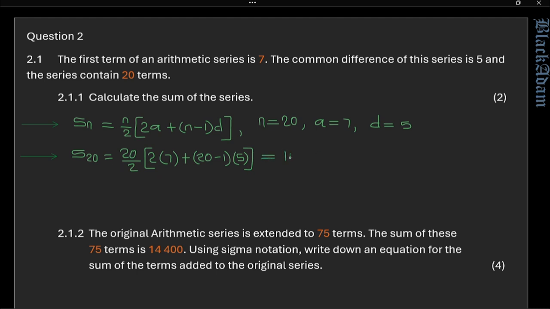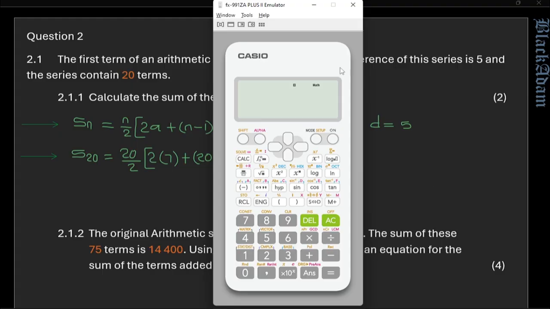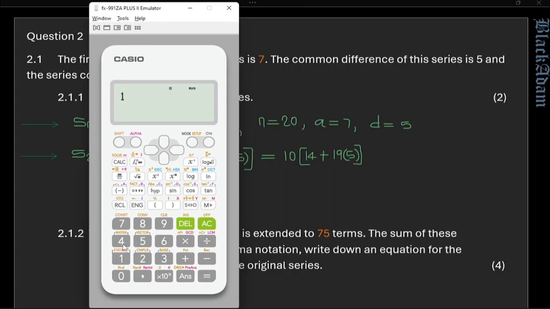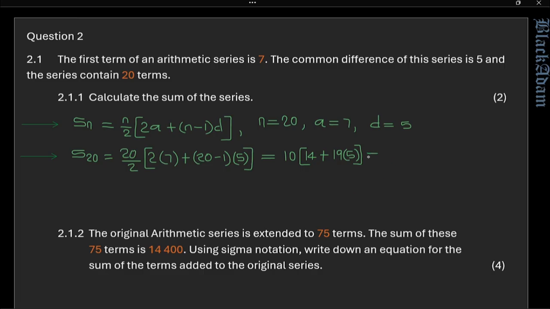So that will give us 10. 2 times 7 is 14, and then 20 minus 1 is 19, multiplied by 5. So let's use a calculator. We have 14 plus 19 multiplied by 5, close bracket. So our answer is 109. We're going to multiply that 109 by 10, to give us 1090.